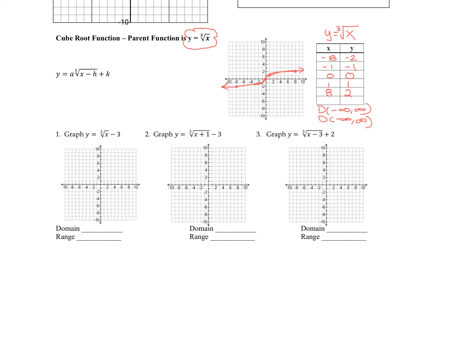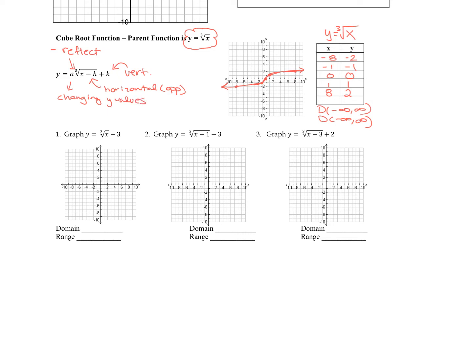So I can shift this graph just like I did the square root graph. My k is still my vertical shift. My h is still my horizontal shift. And I still have to think the opposite before I do it. My a, if it's negative, it still is reflecting. And if it's a number other than 1, it's still changing my y values.